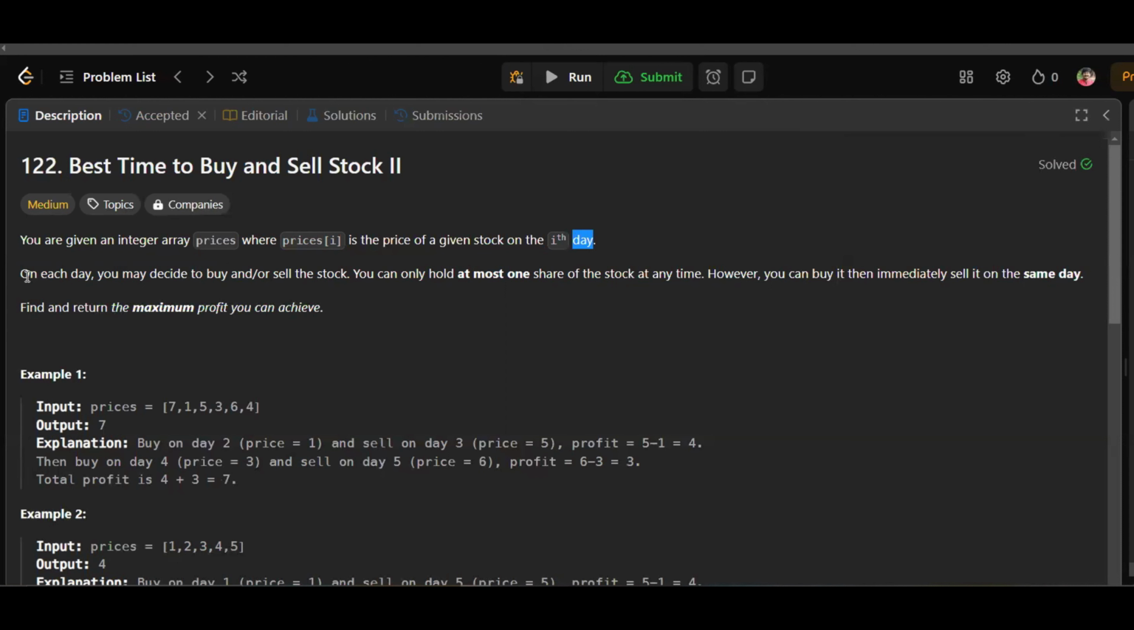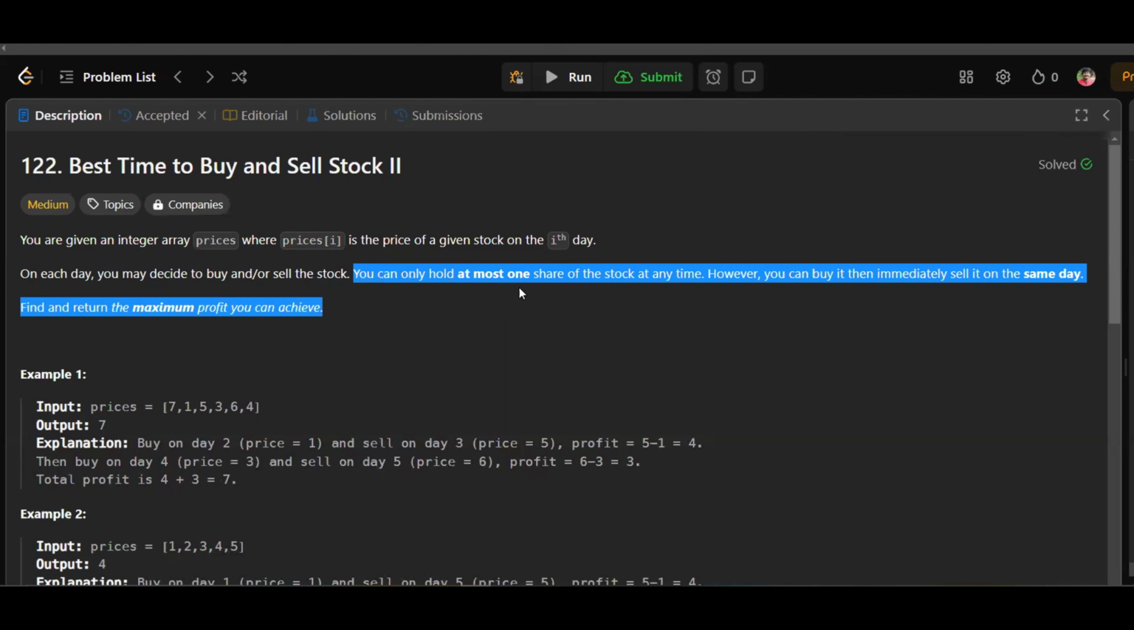And in each day, we can decide to buy and/or sell a stock, but the constraint is you can only hold at most one stock at a time. However, you can buy it and then immediately sell it on the same day. And after that, we have to find the maximum profit we can achieve.